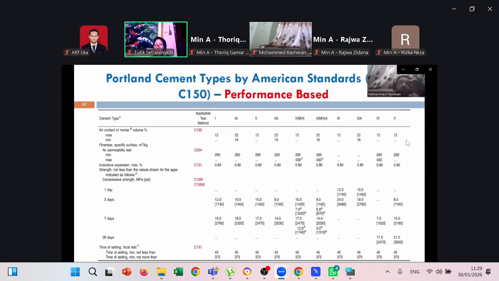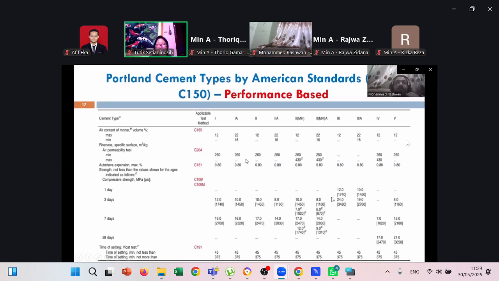And according to performance, American Standard classifies the Portland cement based on the compressive strength and based on the setting time, as in European Standard. But the numbers are different from the European Standard. The compressive strength also, after mortar preparation, we measure for the different types of cements at 1 day, 3 days, 7 days, and 28 days.